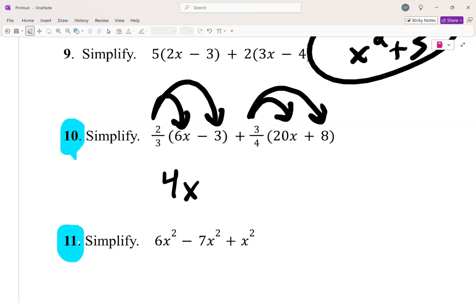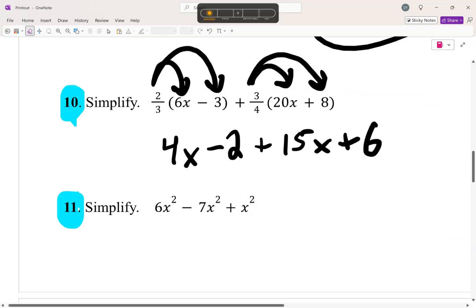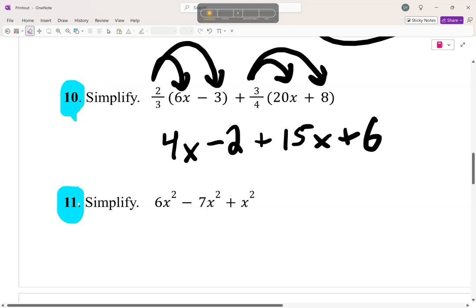Okay, what's 2/3 of 3? 2. And don't forget, it's positive times negative. Okay, 3/4 times 20. Well, what's 1/4 of 20? 5. So 3/4 of it is 15x. Okay, 3/4 of 8? 6. Now you can do all of those separately, but I'm going a little faster. Okay, now what? Are we done?